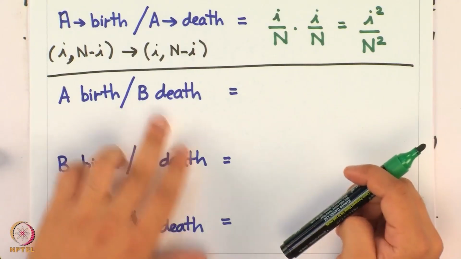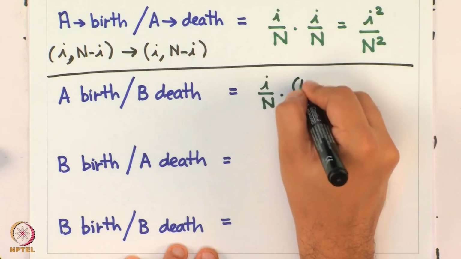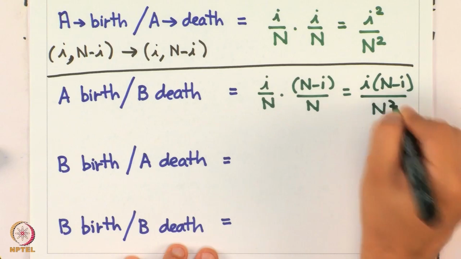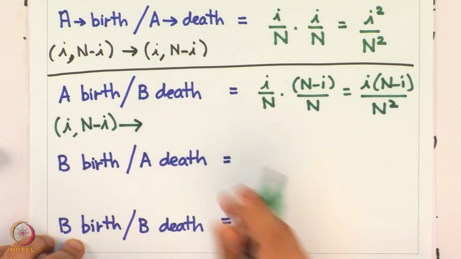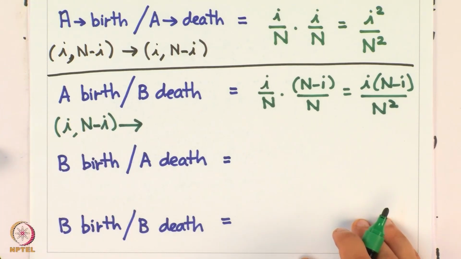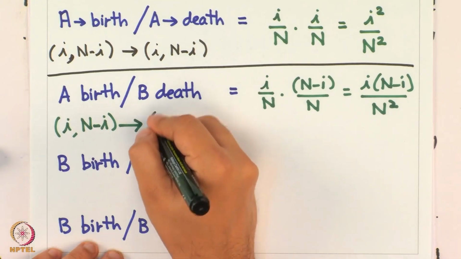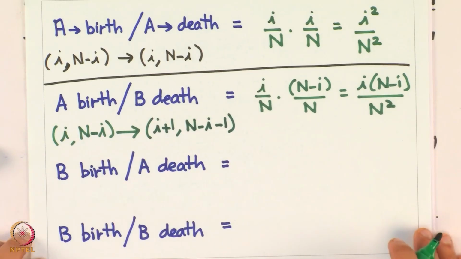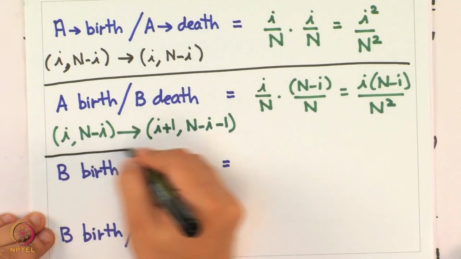What about if A gets selected for birth and B gets selected for death? So selection of A, the probability associated with that is I by n. Selection of B, it's n minus I divided by n. This is just I times n minus I divided by n square. And the state of the system is I and n minus I, which again represents the number of individuals of genotype A and the number of individuals of genotype B. When this happens, since A is giving birth, the number of A individuals goes up by 1, and B is associated with death, so the number of individuals belonging to genotype B comes down by 1. What you are moving to is I plus 1 and n minus I minus 1. The total number is ensured to be held constant at n. The number of individuals of genotype A goes up by 1, the number of individuals of genotype B goes down by 1. So that's that. What about the next one?